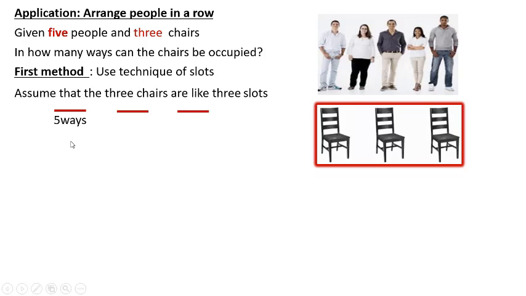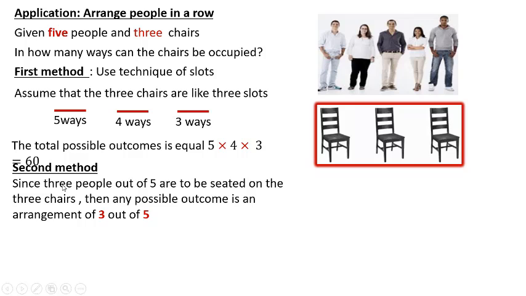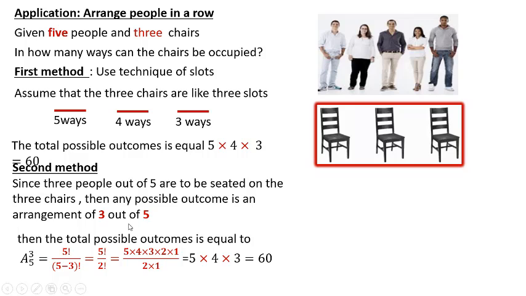Now 5 ways refers to the first chair, 4 ways refers to the second, and 3 ways refers to the third chair. To get the set of all possible outcomes, apply the fundamental counting principle, multiply the ways, then the total possible outcomes equal 60. Second method, since 3 people out of the 5 are to be seated on the 3 chairs, then any possible outcome is just an arrangement of 3 out of 5. In this case, we apply the rule of arrangement, then the total possible outcomes is equal to A, 3 out of 5. Then the total possible outcomes equal 60.